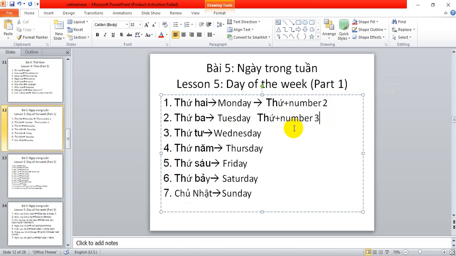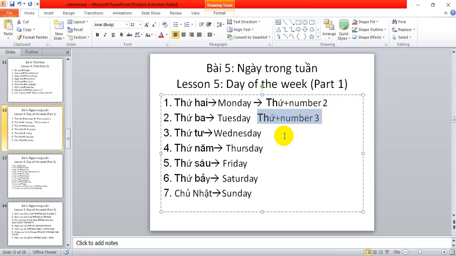If you have watched the video about numbers already, you can understand the way we speak. It's just combining the words and putting them together. For example, Monday will be thứ hai, because number 2 is hai. Thứ ba will be Tuesday, because it's also number 3 in Vietnamese. And thứ tư will be Wednesday.